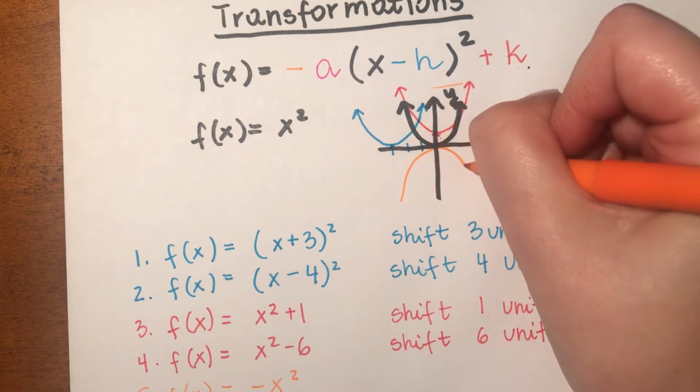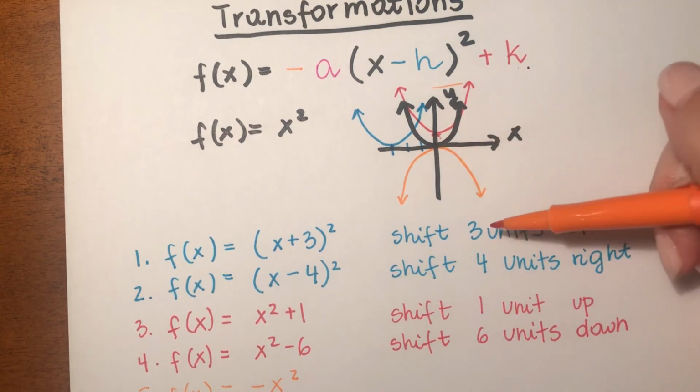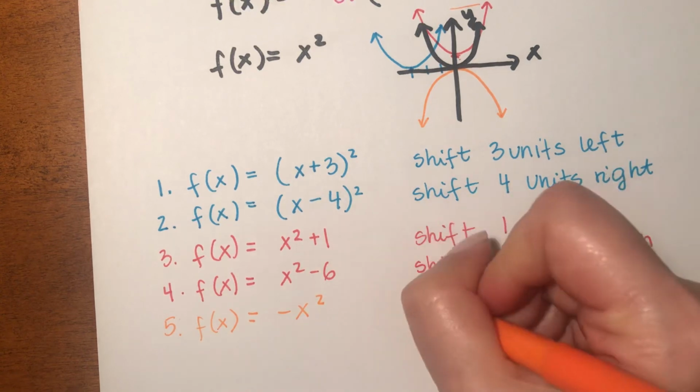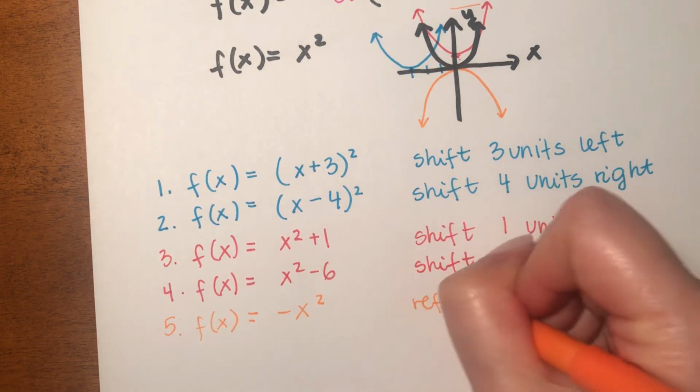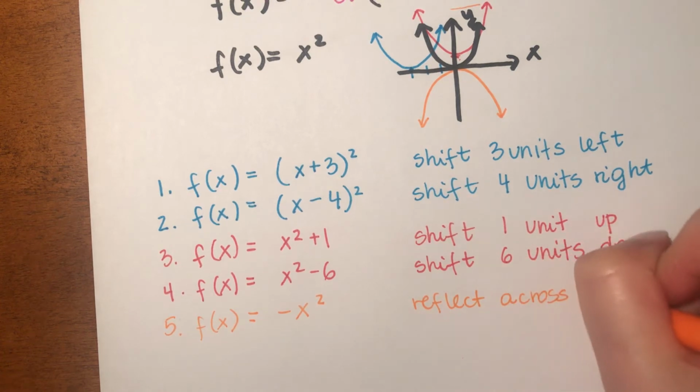I don't want to use the word flipping here. We're going to say it reflects across the x-axis. So as long as you see a minus, you have reflect across x-axis.